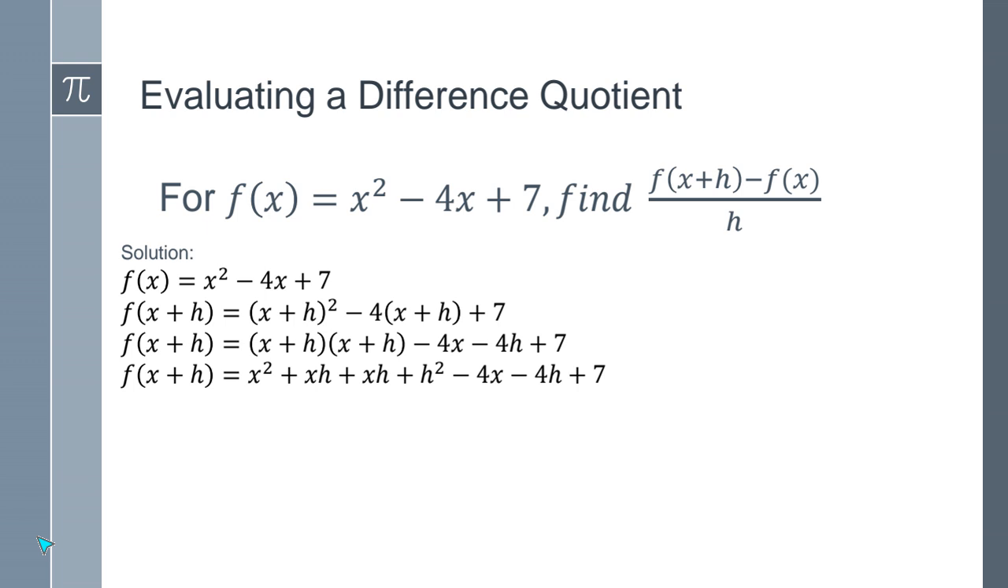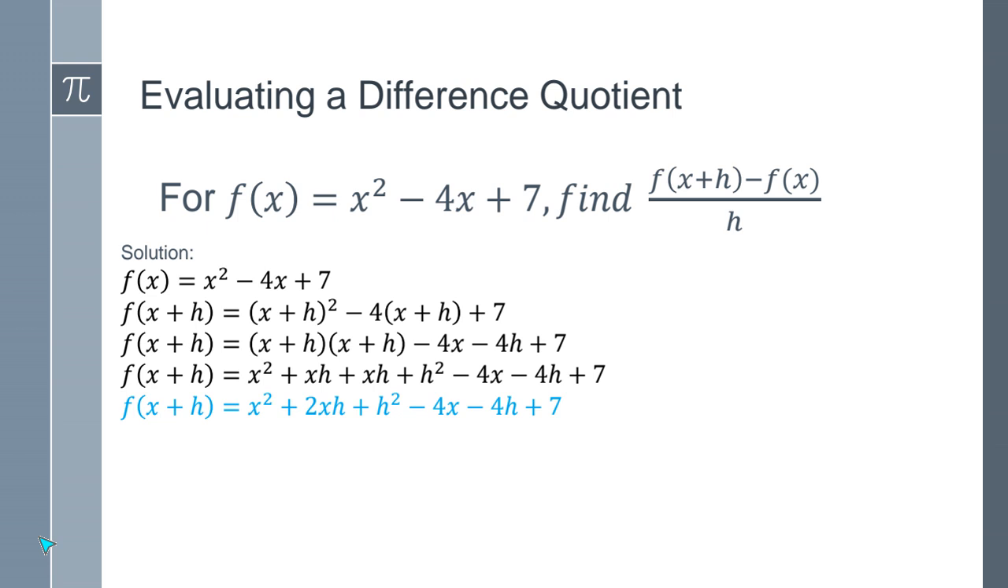Let me see. Can I simplify? Can I combine any like terms? Okay, so I do. I only have two like terms here. I have an xh and an xh, so I can combine those. So when I combine them, I get x squared plus 2xh plus h squared minus 4x minus 4h plus 7. That was the only thing that I can combine, right? So that was the first part.